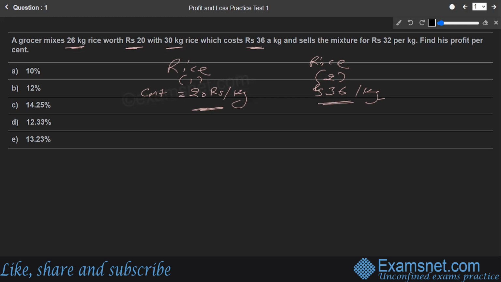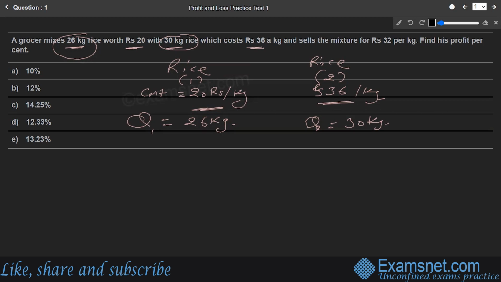They are saying that for the rice costing 20 rupees per kg, a quantity of 26 kg has been taken, and the quantity of the other type of rice that has been taken is 30 kg. So these are the two types of rice, with different quantities taken together. And what they have done is mix them.